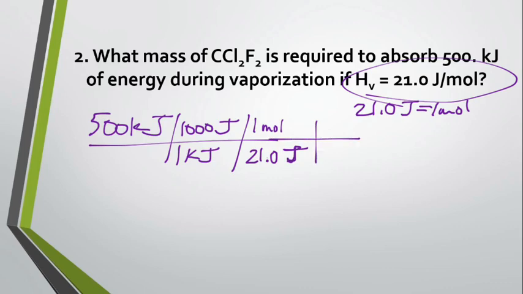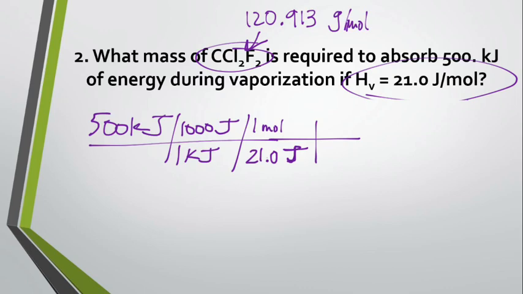But if I want grams, I need to go one step farther, and I'd need to add up the molar mass of this substance from the periodic table, which luckily I have. That adds up to 120.913 grams per mole. So it's that many grams equal to 1 mole. So I'm going to bring that 1 mole part down, put that 120.913 grams on top, and now I'm going to get a mass out that tells me how much of this stuff I'd need to absorb a certain amount of energy.